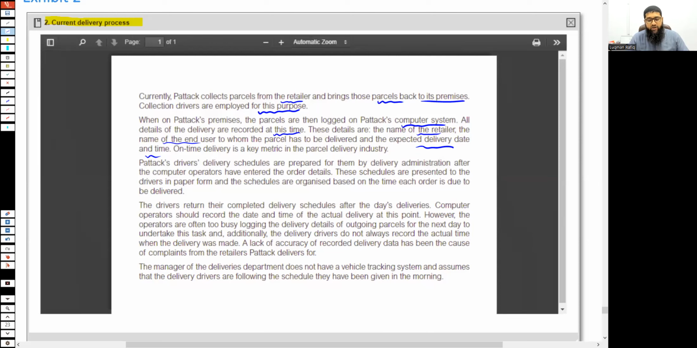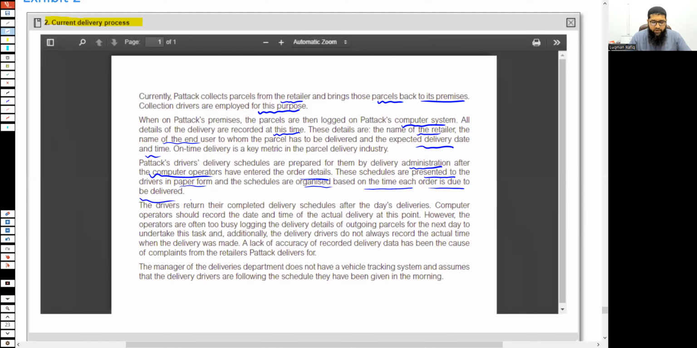On-time delivery is the key metric in the parcel delivery industry. Yes, you would always see the large courier companies like FedEx, DHL, these companies have a benchmark, which is on-time deliveries. Because in the courier industry and the airline industry, the major KPI is on-time deliveries. Patek's delivery drivers' delivery schedules are prepared for them by delivery administration after the computer operators have entered the order details. These schedules are presented to the driver in paper form, and the schedules are organized based on the time each order is due to be delivered.